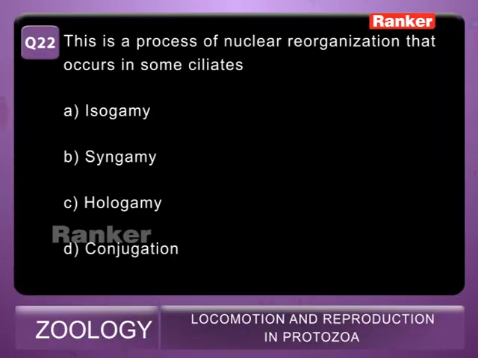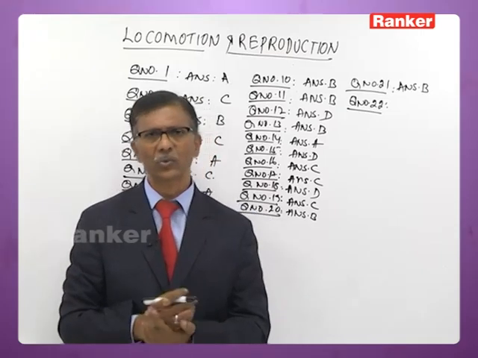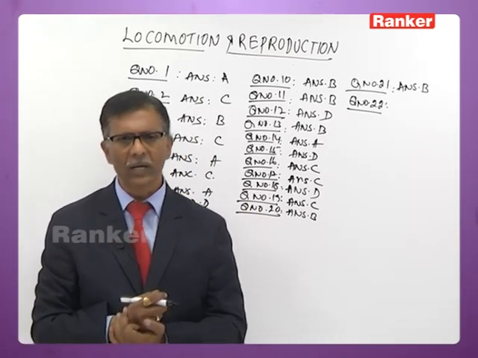Now question number 22, I'll read out the question for you. This is the process of nuclear reorganization that occurs in some ciliates. A. Isogamy, B. Syngamy, C. Hologamy, D. Conjugation. Now the nuclear reorganization or nuclear reconstitution occurs during conjugation.